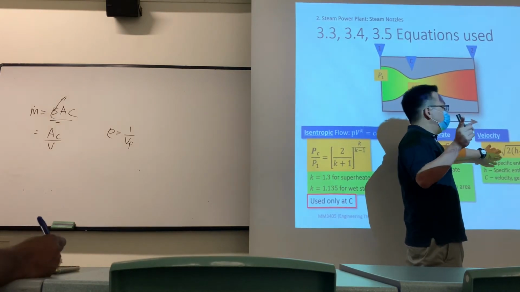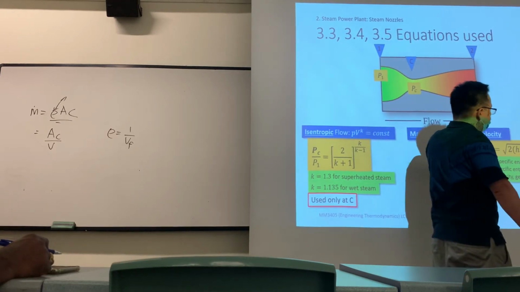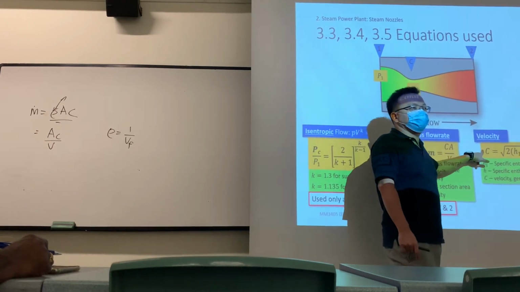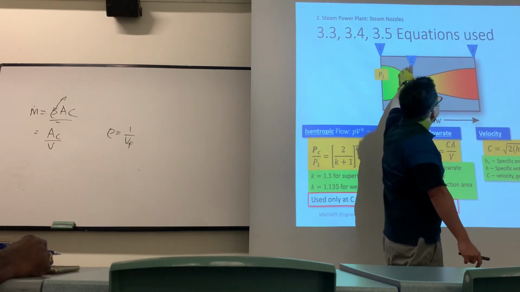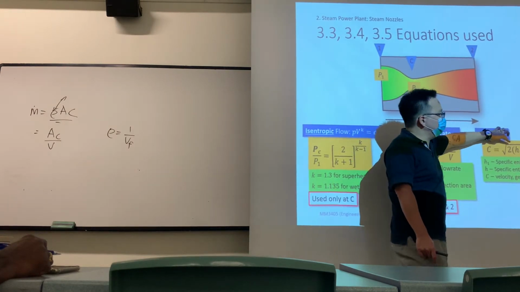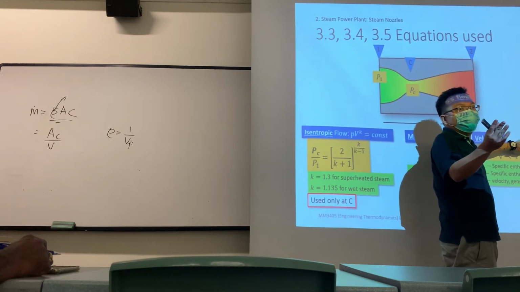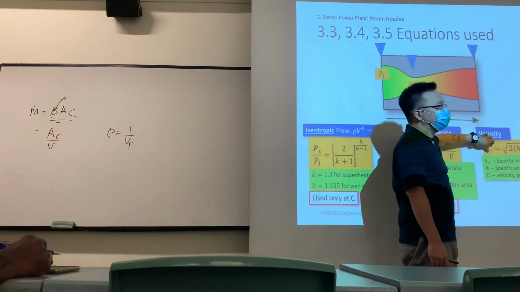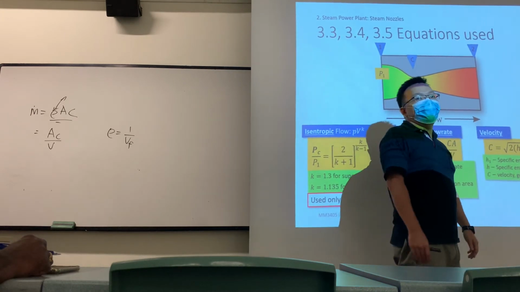Listen, last equation. H1 minus HC. If I want to find C, what is C? Velocity. If I want to find the velocity at point C, it will be CC equals to the square root of 2 times H1 minus HC. Clear enough? If I want to find C2, it is H1 minus H2.